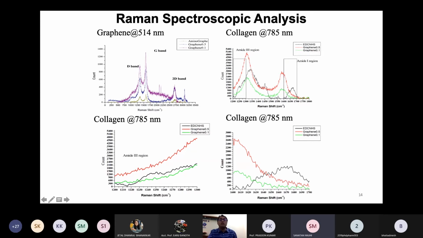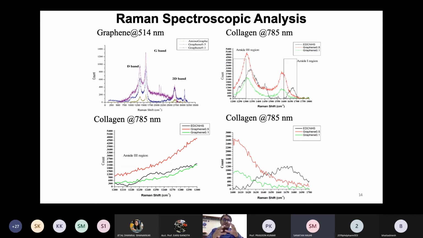And when we looked at the collagen, which comes at 785 nanometer, we see that there is some difference in these signals. Whenever you do Raman analysis of collagen, you will see two types of amide regions are very prominent in Raman, that is the amide III type and amide I type. And we saw that the more the amide III and amide I, it means it is promoting the helical content of the collagen.